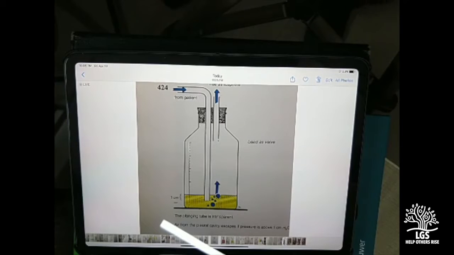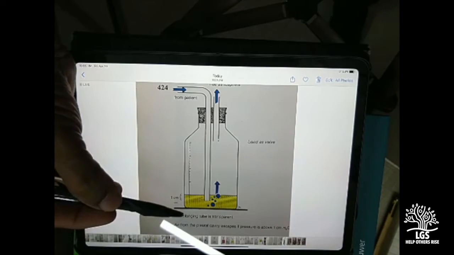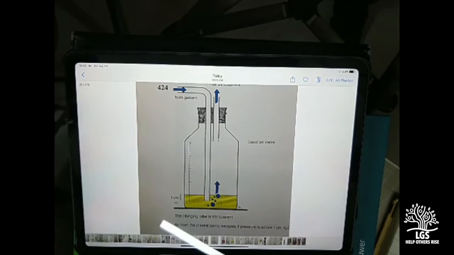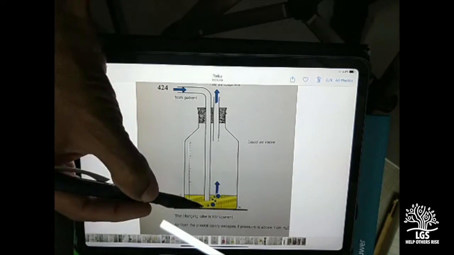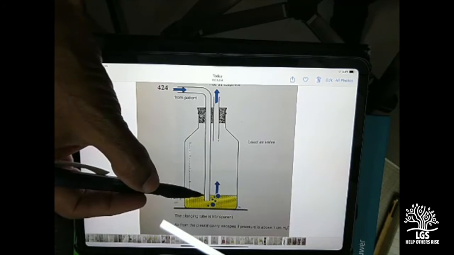Okay, we start. Now, this is a normal chest water bottle. The water seal here is from the tip of the tube to the tip of the water column.